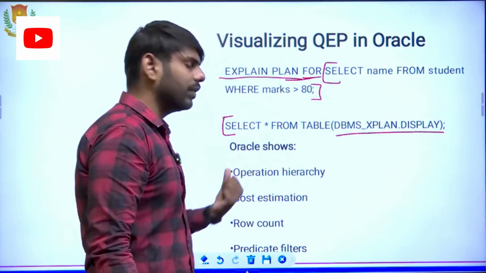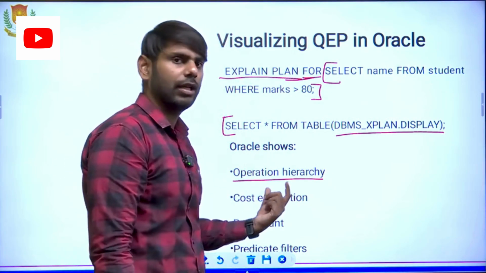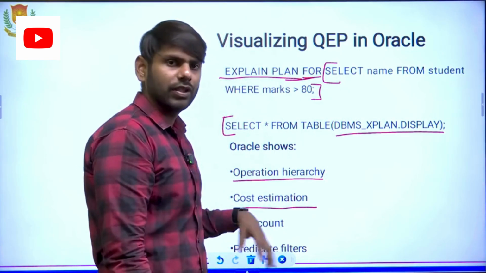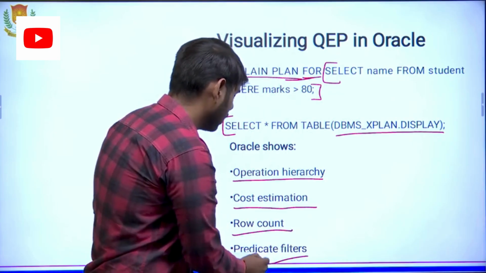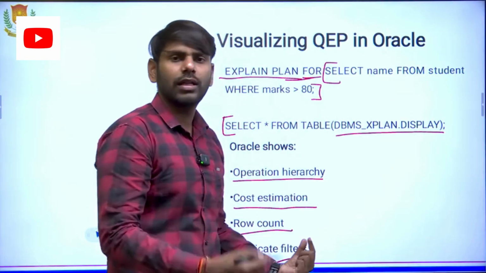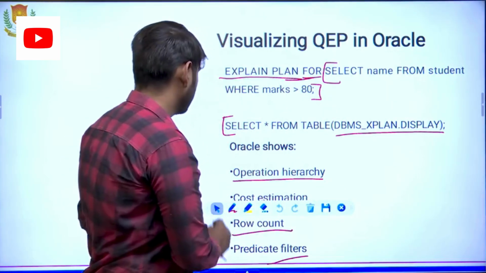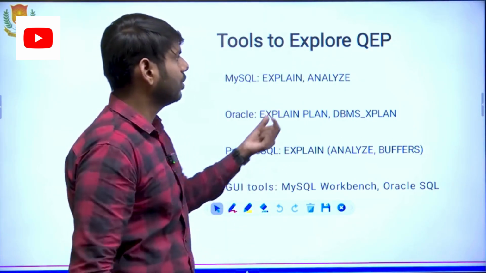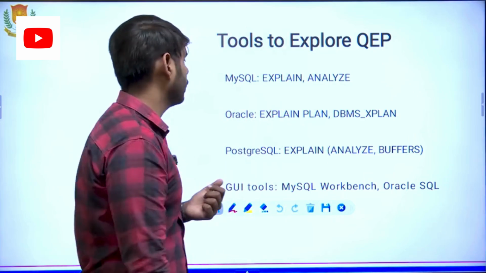So what will Oracle show? Oracle will show the operation hierarchy, what the hierarchy of the operations is, what the cost or estimation is, right, which has been concluded by the DBMS, what the row counts are, and the predicate filters. Predicate filters means the conditions that you have used. So these will be shown by the query optimization and query execution process in Oracle.